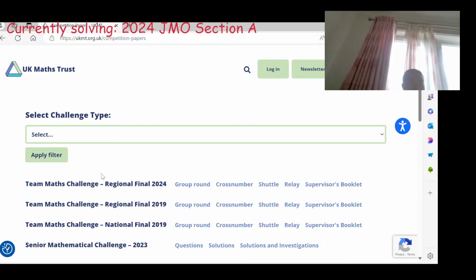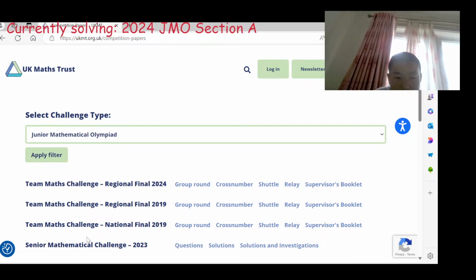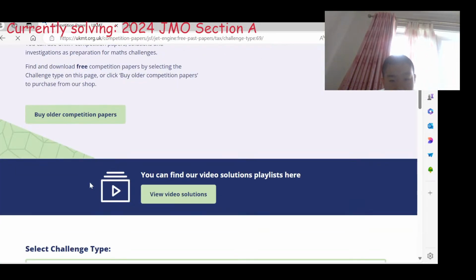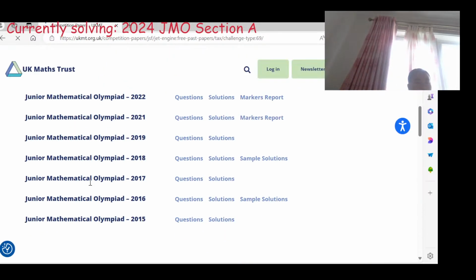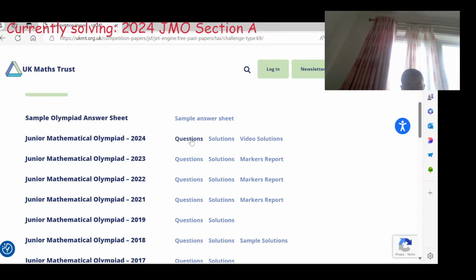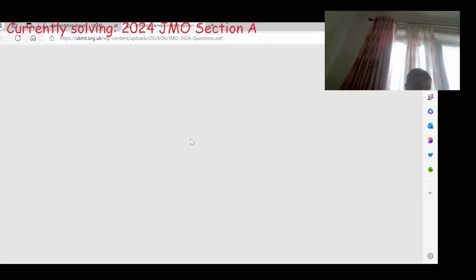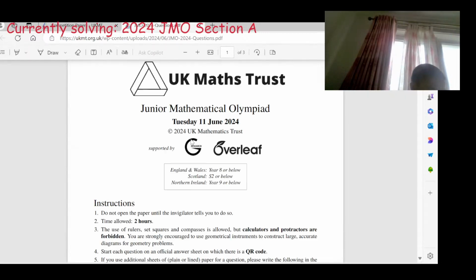So, let's start off with the Junior Maths Olympiad. We'll do this. I've not seen any of the problems.